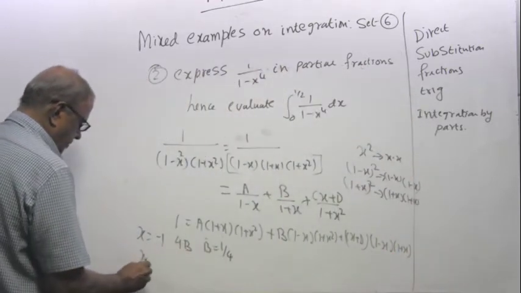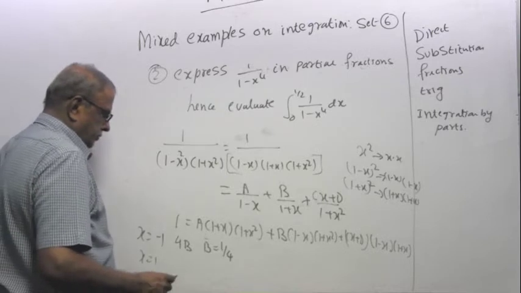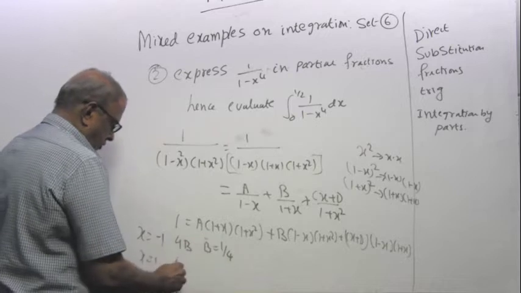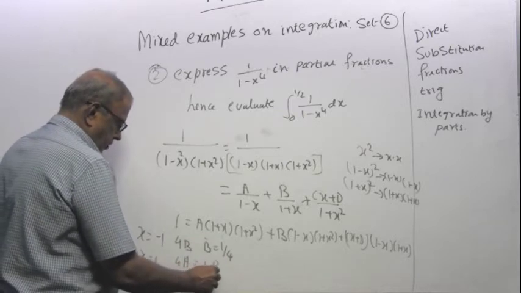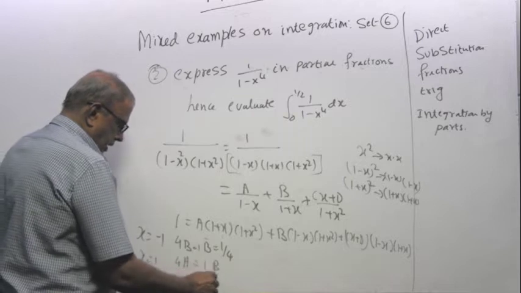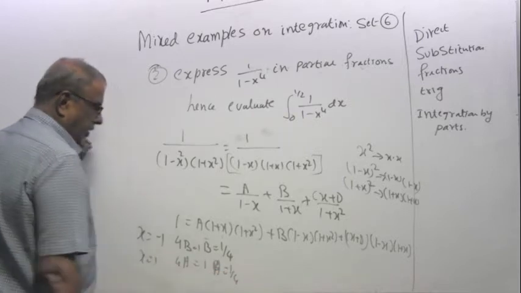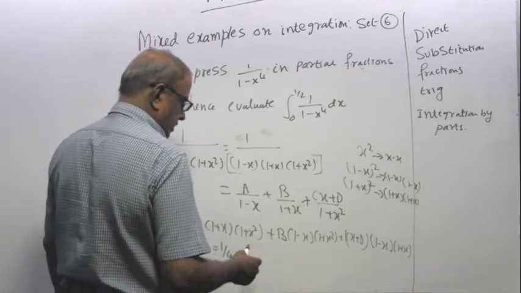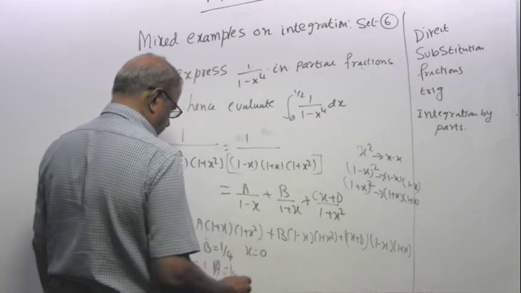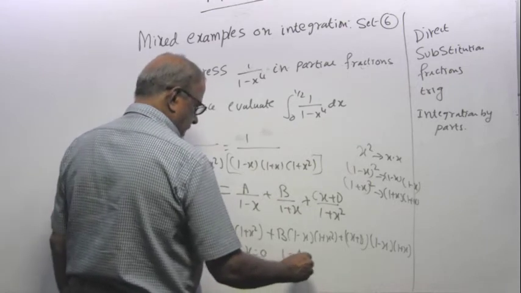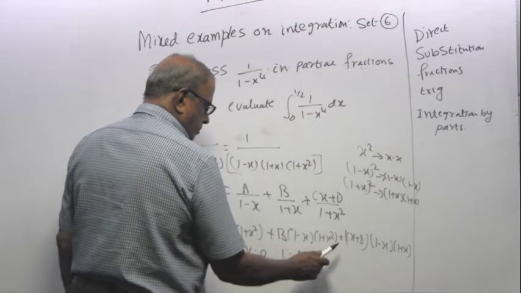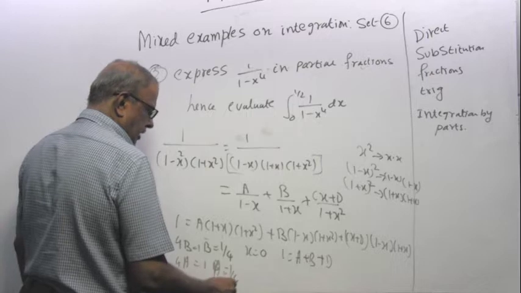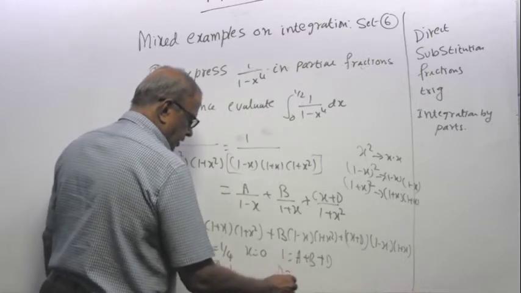Put x equal to 1. That goes. 1 plus 1, 2. 4a is 1. So a is also a quarter. Now I have two more unknowns to find. So what I'll do is, I'll put x equal to 0. What do you get? 1 equal to a plus b plus d. Look, a is a quarter, b is a quarter. A quarter and a quarter is half. 1 minus half is half. So d is half.